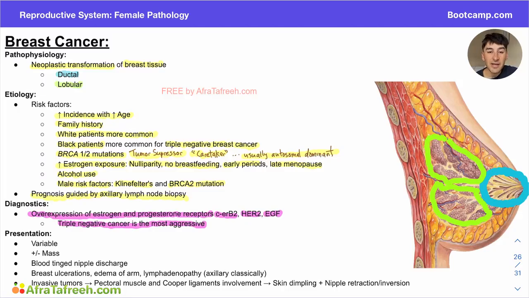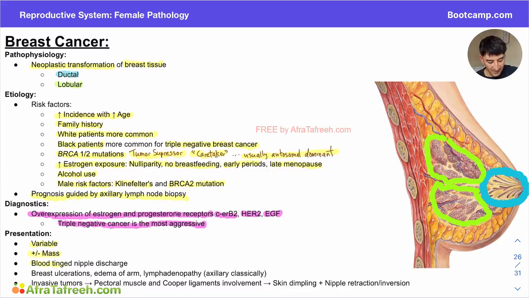Lastly, let's talk a little bit about our presentation. This is going to be a general rule for breast cancers. We're going to go over some tables that have more specifics later on in a bit, but I wanted to give you guys some general rules. So the presentation is going to be variable, but usually we're going to have some type of mass. This is usually characteristic, but it doesn't always have to be there.